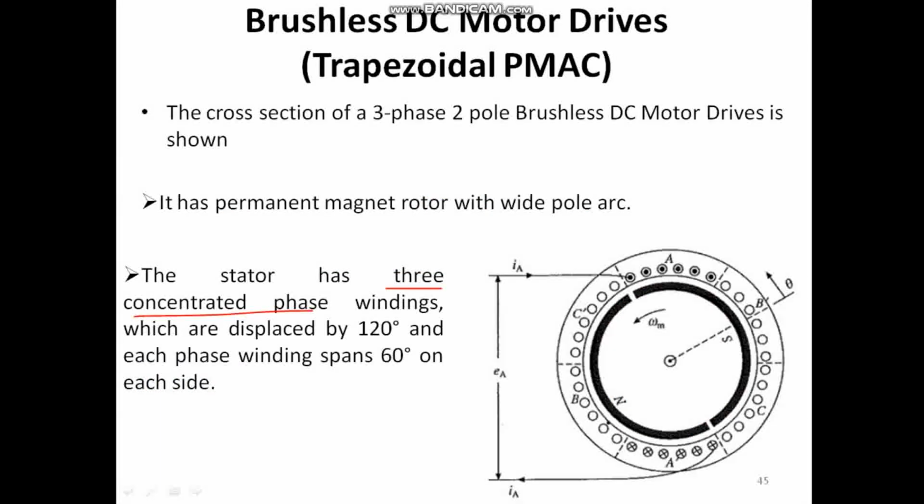You can see there is A, B and C, and A dash, B dash and C dash. So there are 3 concentrated windings. If you see A, B, C, it is like this. The angle between each of them is 120 degrees. So this is what is mentioned here: they are displaced by 120 degrees, and each phase winding spans 60 degrees on each side. This is 60 degrees on each side.